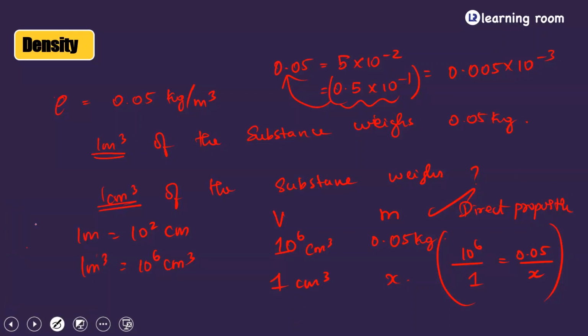So how could you write it now? So x is equal to 0.05 by 10 power 6. Correct? So what do you write? Already above, what is there? 5 into 10 power minus 2 by 10 power 6. So it will be 5 into 10 power minus 8. It will weigh 5 into 10 power minus 8 kilogram.